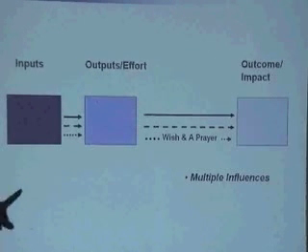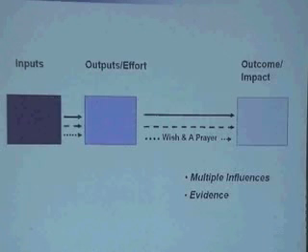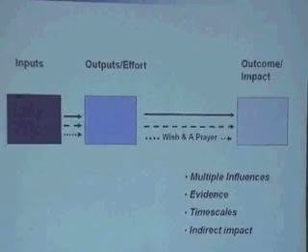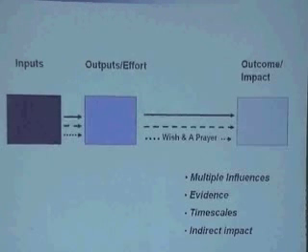The reasons that this may happen is because there may be multiple influences here. Things aren't linear. Programs have impacts all over the place, and other things impact on programs. And so there may be multiple influences. The evidence may just not be there. You just may not be able to collect the level of evidence you need.